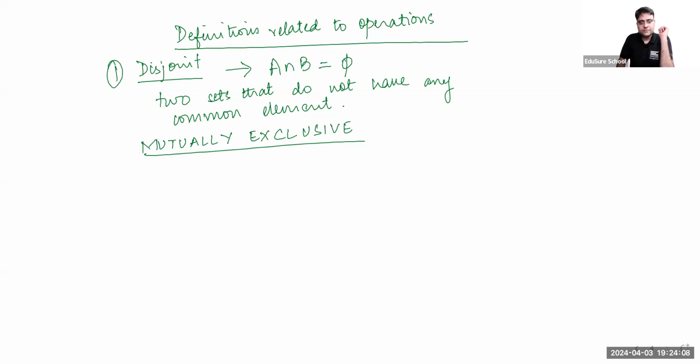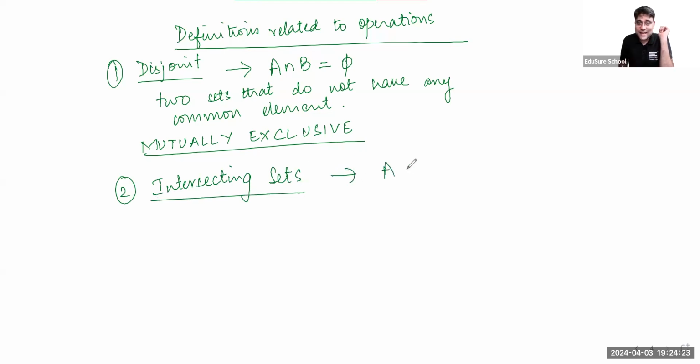Another important definition, intersecting sets. Intersecting sets are the opposite of disjoint sets. That is, A and B have something in common. So sets that have something in common are called intersecting sets. So something is common in between A and B.